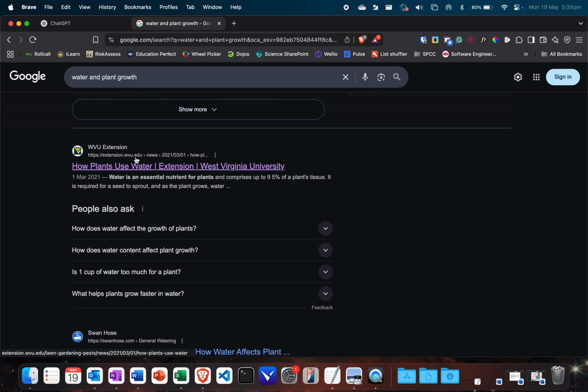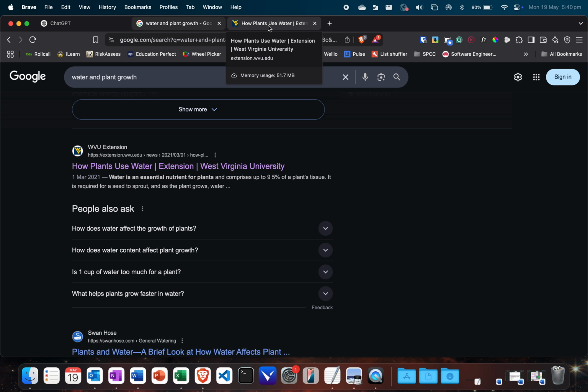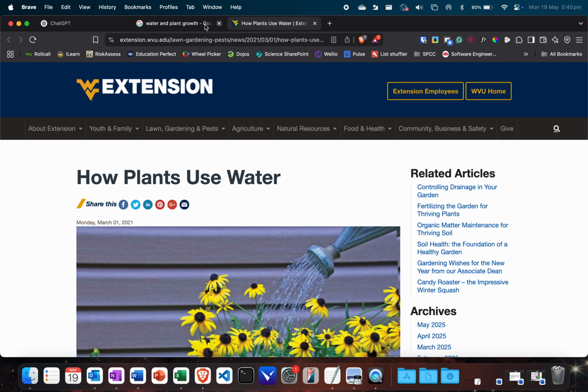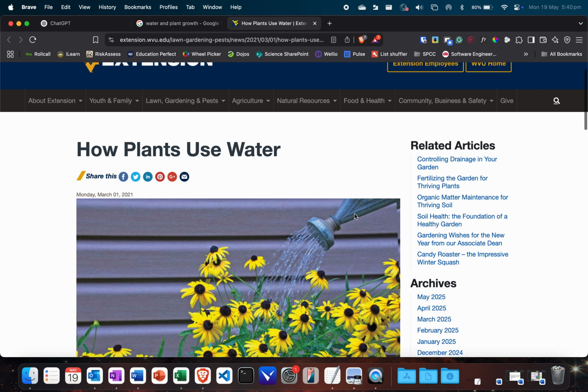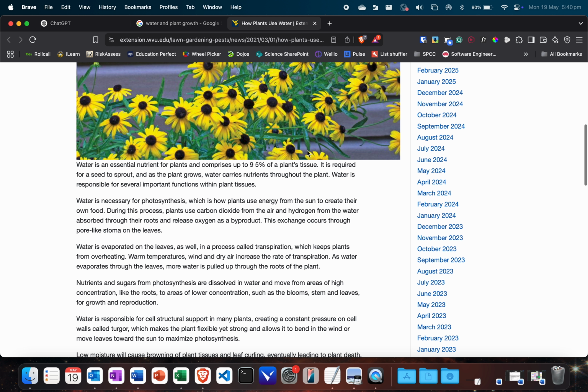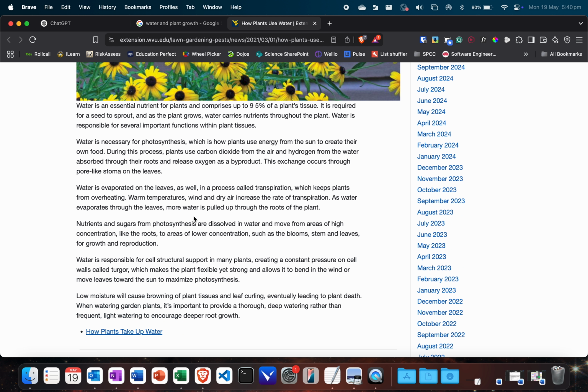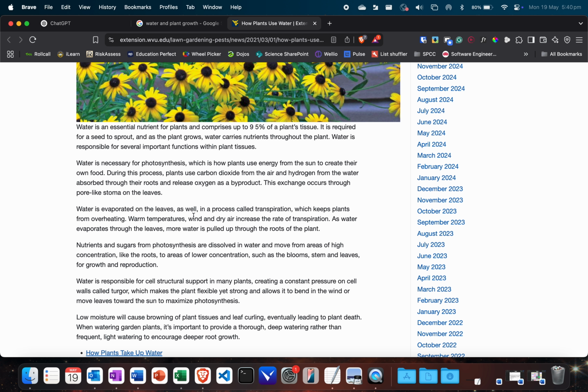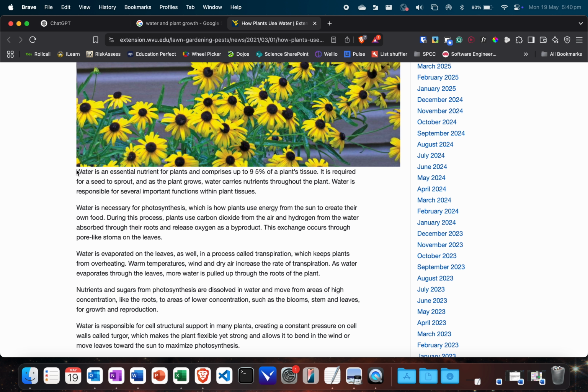Okay, now here we've got a .edu website, so well they might have a better idea. Okay, West Virginia University, they probably have a fair idea of what's going on there. Okay, so let's see, how plants use water. Okay, that could be pretty useful. So now we have a little bit of text to read. And the thing that I want to be thinking about as I read this information is I want the main points, the three main points. Okay, so let's start off reading.